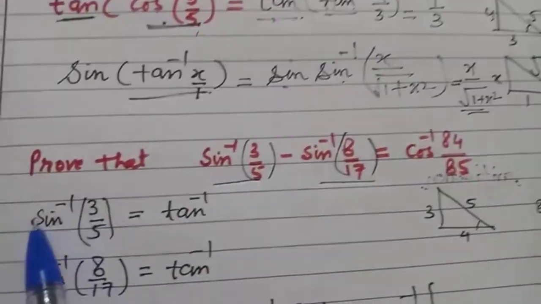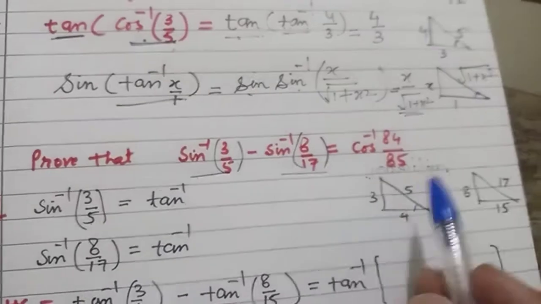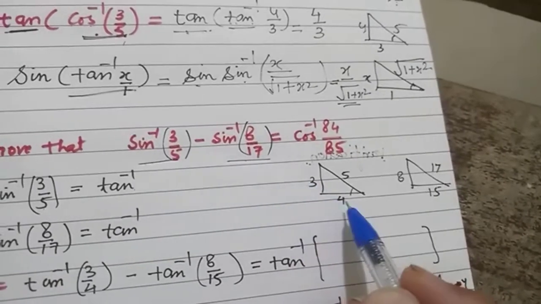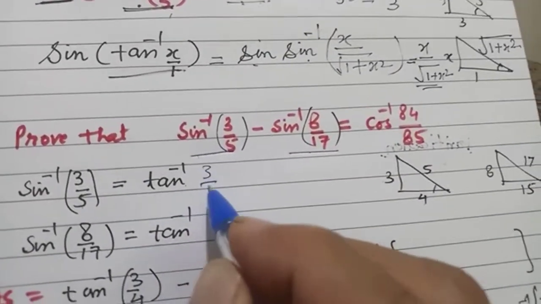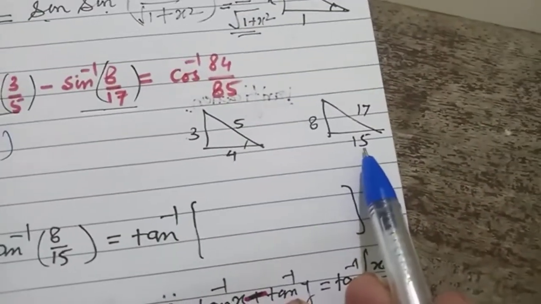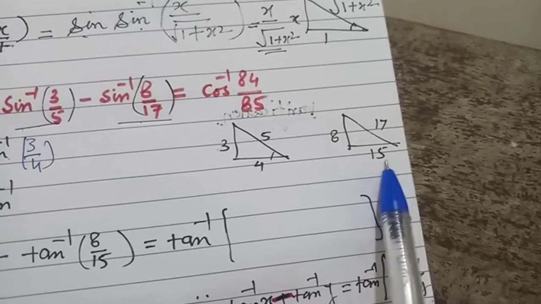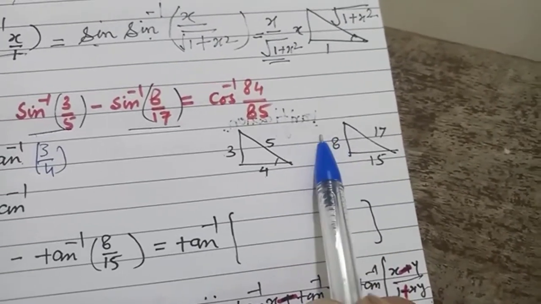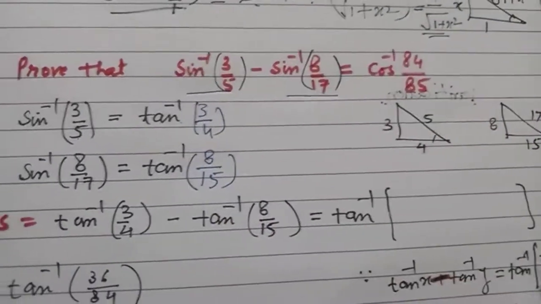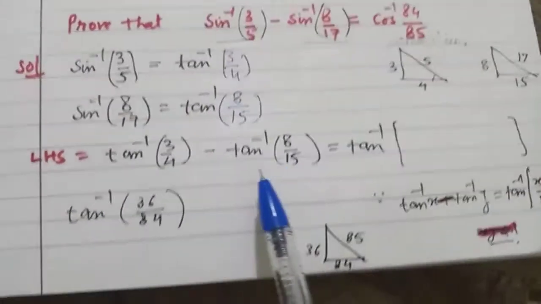You make a right triangle, like sin inverse 3 by 5 is here. So this is to be converted into tan inverse. Sin inverse 3 by 5, the third side is 4. So what is tan inverse? Perpendicular upon base, so it is going to be tan inverse 3 by 4. Next was sin inverse 8 upon 17. Make a right triangle for this. Sin is perpendicular upon hypotenuse. The third side is 15. Convert into tan inverse, perpendicular upon base: tan inverse 8 upon 15. Now we have converted this sin inverse into tan inverse and this sin inverse into tan inverse.